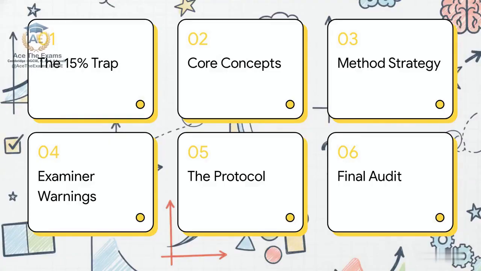To pull this off, we're going to run a strict 6-part diagnostic testing protocol today. First up, the 15% trap. Then we hit core concepts, followed by the method mark strategy. After that, we'll look at some raw examiner warnings, introduce our custom deconstruct solve evaluate protocol, and finish with a final exam quality audit. This is the exact sequence we'll use to audit the examiner reports and reveal what actually survives the stress test on exam day. Let's load up the first cognitive target.